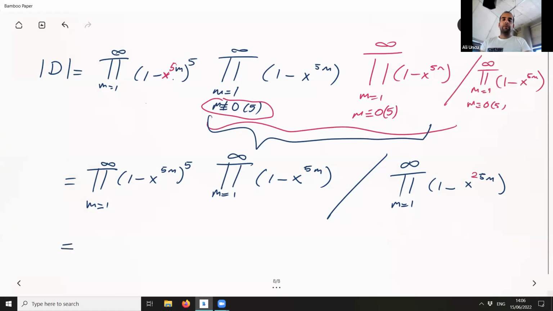Okay. So what do we have on the top? We have the full product with x replaced by x^5, 5 times here and 1 time there. So we actually have e of x^5 to the power 6 on the top, divided by e of x^25 on the bottom. I will need to jump a little bit back, but you see this is not too far from what we want to solve.